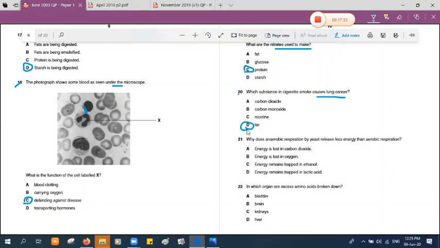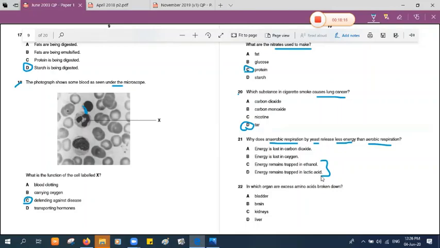Okay, 21. Why does anaerobic respiration by a yeast releases less energy than aerobic respiration? We all know that aerobic uses the oxygen and produce more energy than anaerobic. Here in this question, he asks you about why. Why do you think anaerobic is less? Let's read. Energy is lost in carbon dioxide? No. Energy is lost in oxygen? No. Energy remains trapped in ethanol, or energy remains trapped in lactic acid? Okay, we have to choose between these 2 answers.